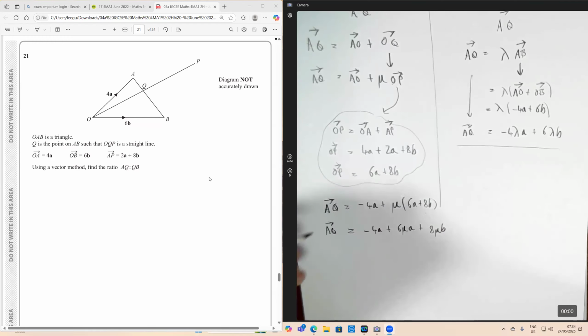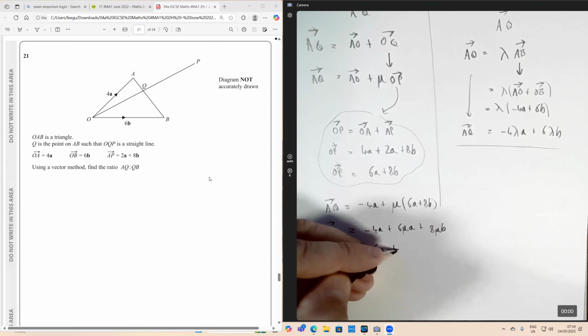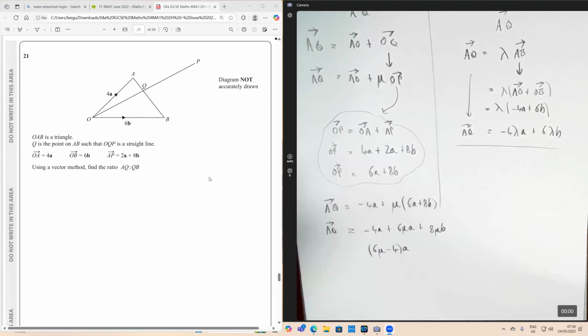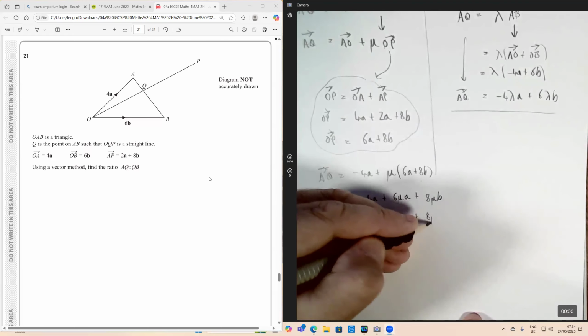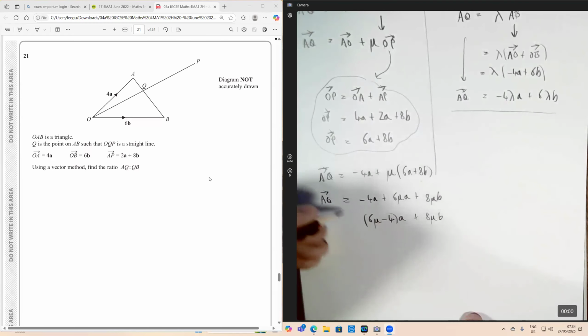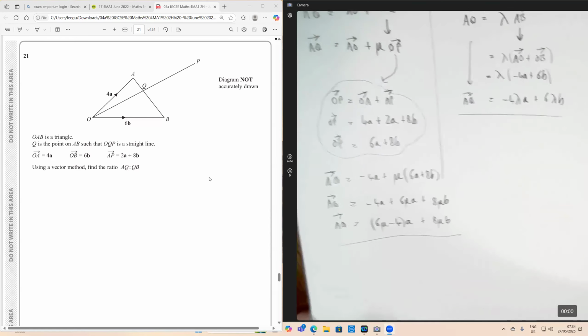Gather together my a terms and take the a out. That's going to give me 6 mu minus 4 times by a. So I've just gathered together this term and factorized out the a, plus 8 mu b is equal to my AQ. Okay, so now we've hit our critical juncture.